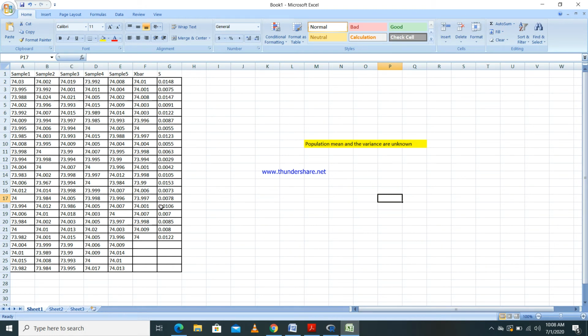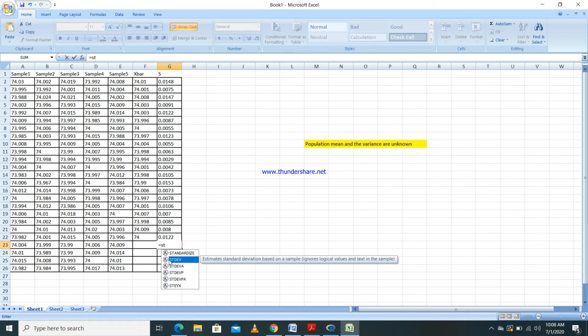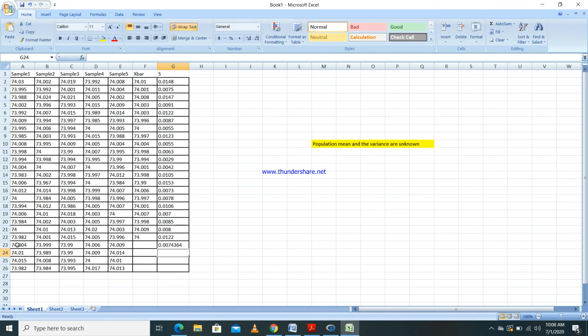So you can manually calculate, or else you can use the equation here to calculate. If I show it here in Excel, you can use the sample standard deviation formula. Since we have 5 values, I enter these 5 values here and give OK, and then you have the sample standard deviation value. I'm going to do the same thing for the remaining, so this column will give you the sample standard deviation values.